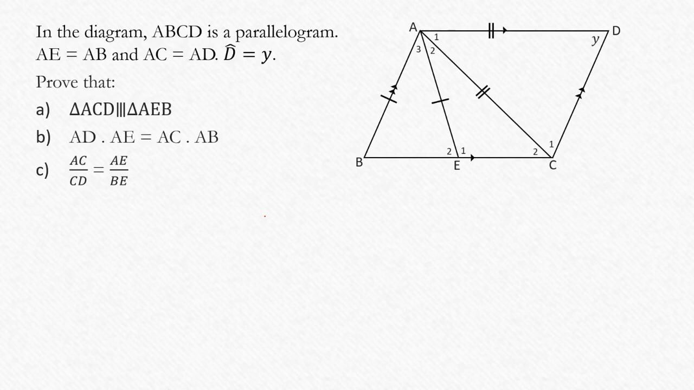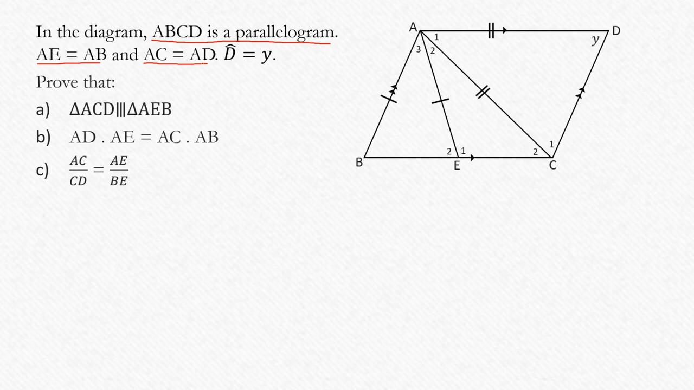Right, let's do the question. In the diagram, ABCD is a parallelogram. There's key information there. And then AE is equal to AB. Also very important there. AC is equal to AD. And D is equal to Y.